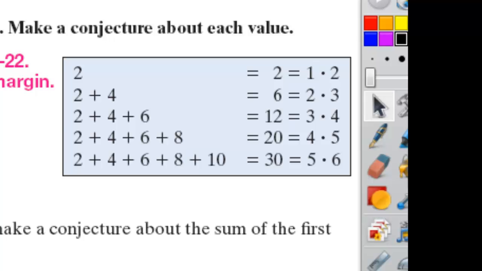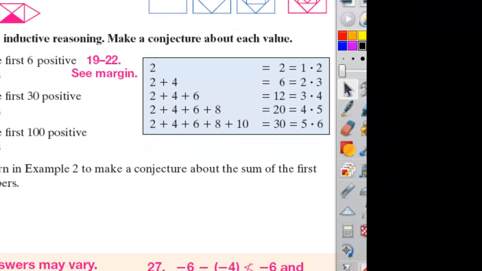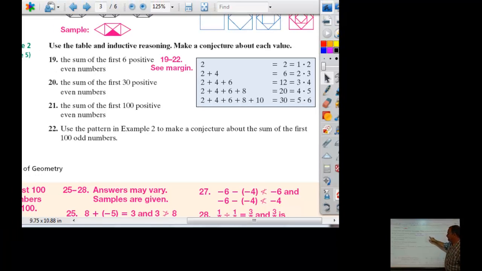Now there's a pattern that's developing here. There's a pattern of taking this many even numbers, adding them together. I can get the same result by multiplying these two together. So you're looking for the pattern between, here's 2 even numbers added together, 2 times 3. Here's the first 3 even numbers added together is 12. That's the same as 3 times 4. The first 4 even numbers is the same as 4 times 5. So there's a pattern here, and you're to use that pattern to answer these.